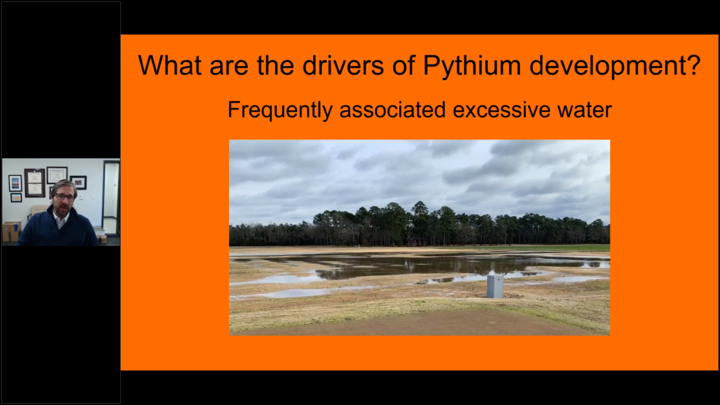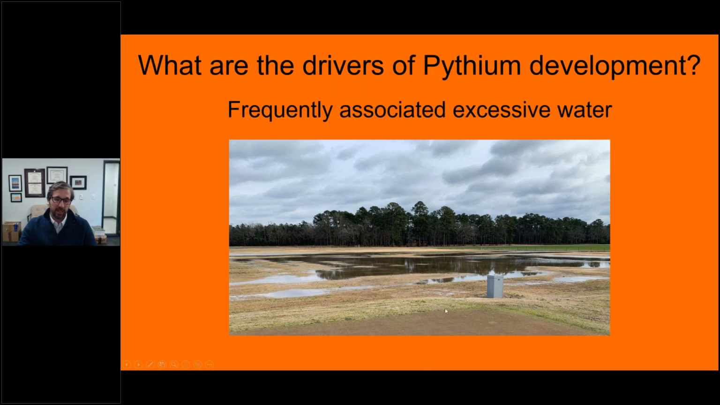Now, thinking about the drivers of Pythium development, and I've already alluded to this in the previous slides where we were showing the symptoms, one of the things that we talk about a lot with Pythium development is that these are waterborne fungi. So they really thrive in areas of high water. And while this would be a very irregular situation, these are some low-lying areas of our facility that often get flooded. These types of situations are just highly conducive for Pythium development.